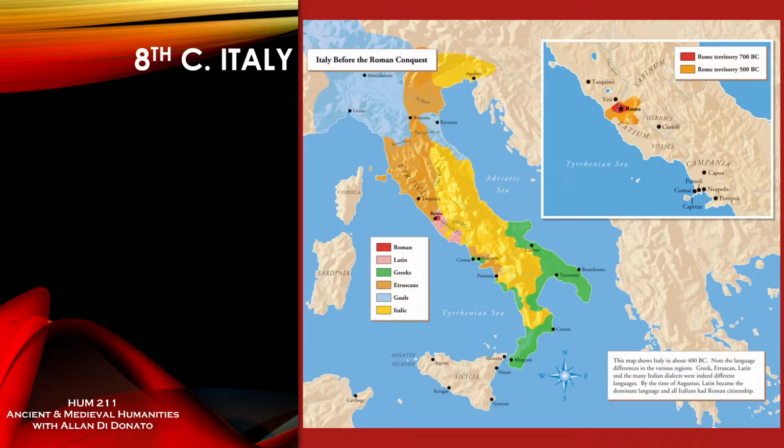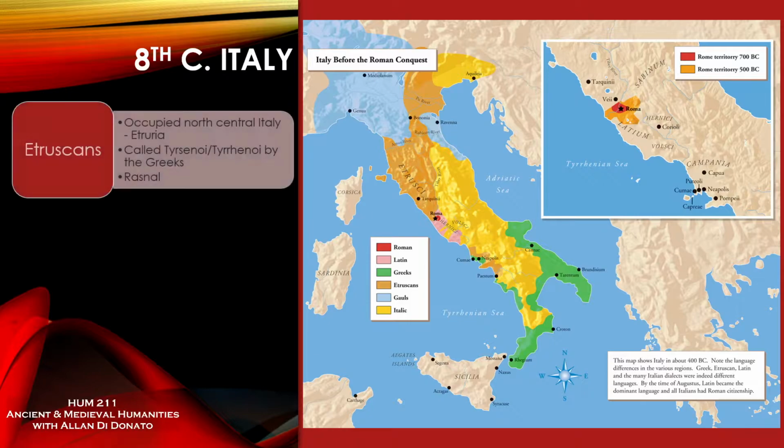Now, when we zoom out on the map, we're going to take a look at the entire peninsula, and notice it's a color-coded map. You can see three distinct areas that I want you to focus on. Really the green, which were the Greeks that we just looked at, and the orange, which is the next group we're going to talk about, which are the Etruscans. Okay, now the Etruscans occupy north-central Italy, a region that is called Etruria. The Greeks refer to these guys as the Tyrsenoi or the Tyrrhenoi, which is why the sea off the coast on the west side of Italy is called the Tyrrhenian Sea.